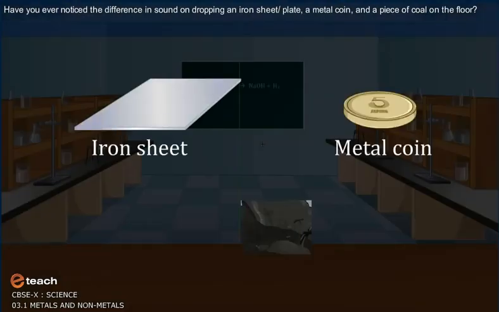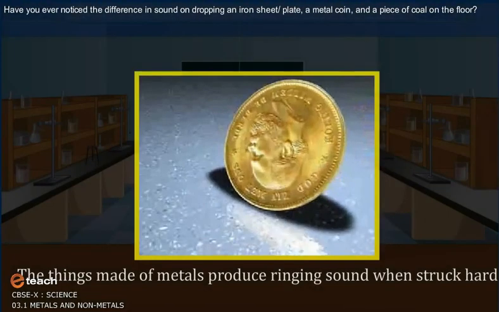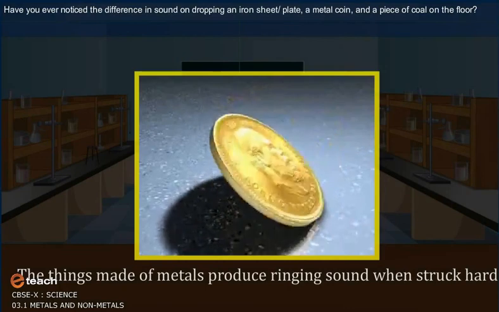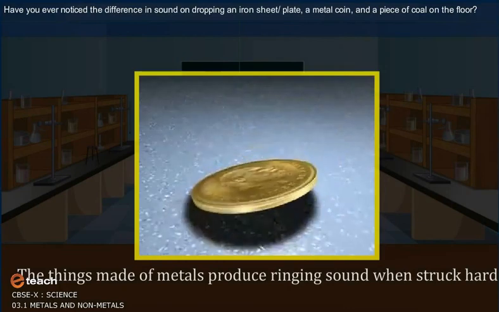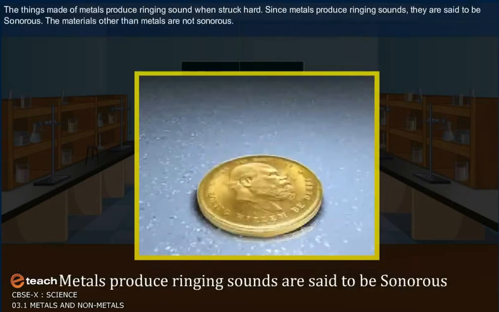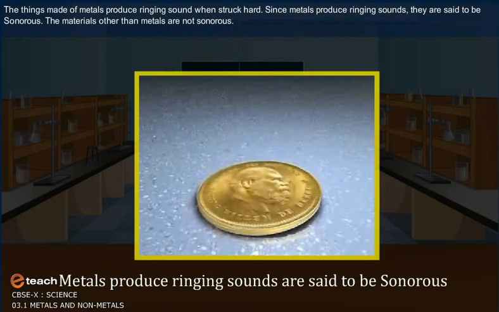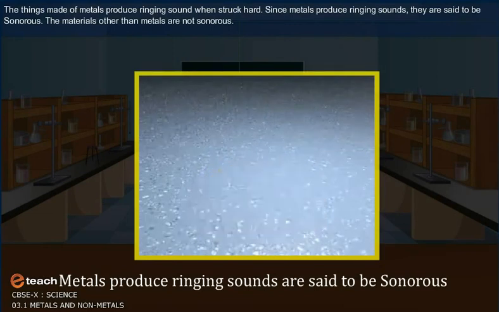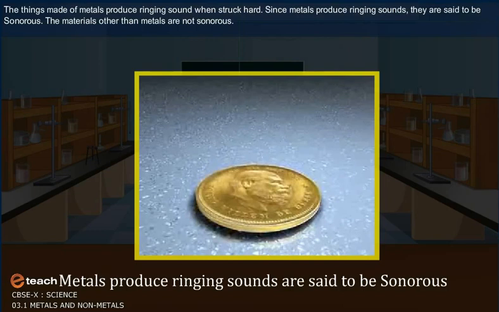Have you ever noticed the difference in sound on dropping an iron sheet, plate, a metal coin, and a piece of coal on the floor? The things made of metals produce a ringing sound when struck hard. Since metals produce ringing sounds, they are said to be sonorous. The materials other than metals are not sonorous.